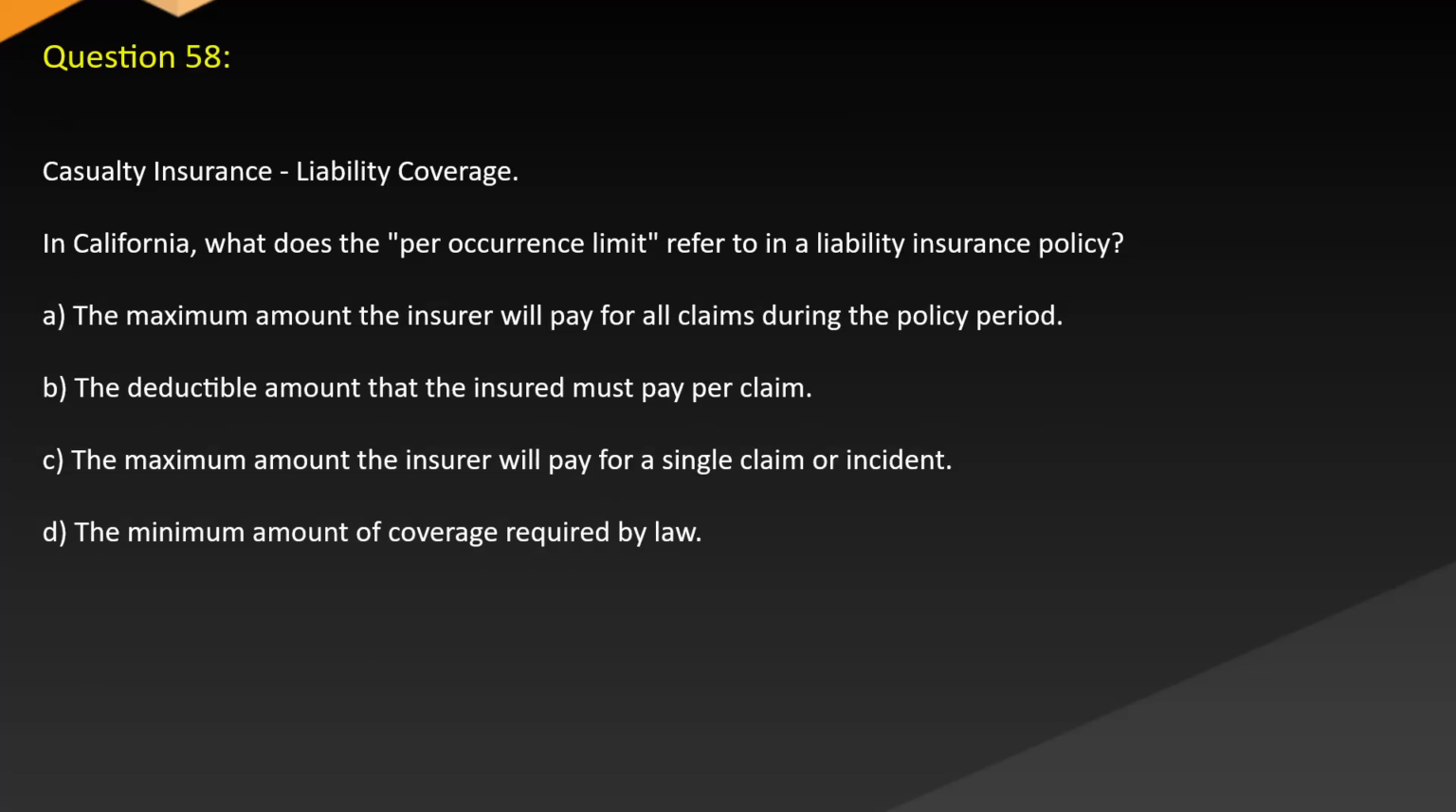Question 58. Casualty insurance. Liability coverage. In California, what does the per occurrence limit refer to in a liability insurance policy? A. The maximum amount the insurer will pay for all claims during the policy period. B. The deductible amount that the insured must pay per claim. C. The maximum amount the insurer will pay for a single claim or incident. D. The minimum amount of coverage required by law.